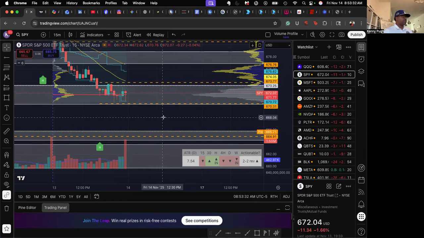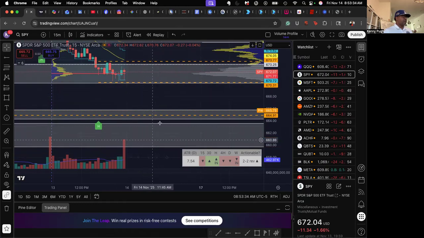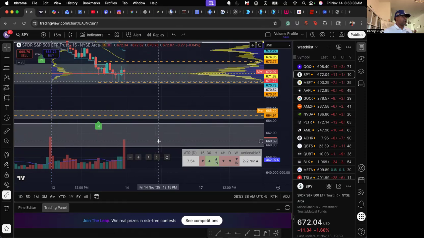So that'll be one zone I'll take a look at. Are we going to come down and kind of fill into this zone? I'll be looking to take some shorts, or exploring shorts, as we enter into this zone.